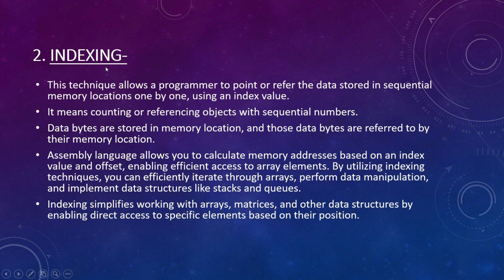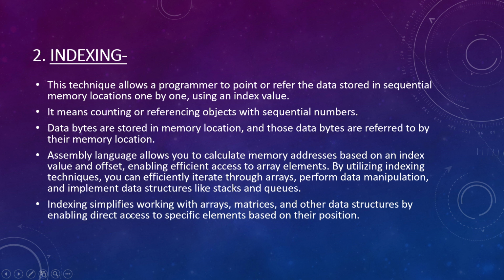Assembly language allows us to calculate memory addresses based on an index value and offset, enabling efficient access to array elements. By utilizing indexing techniques, we can efficiently iterate through arrays, perform data manipulation, and implement data structures like stacks and queues. Indexing helps us increase the overall speed of accessing our data structures. For example, in a stack and queue, we have indexes for the top and the bottom, through which we can access the top element and the bottom element.